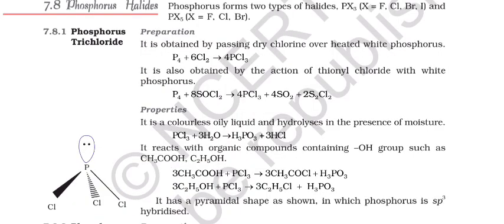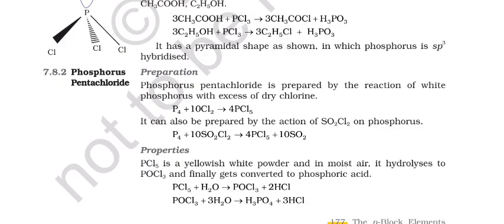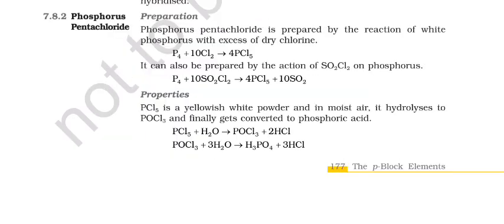Phosphorus halides. Phosphorus forms two types of halides, PX3 and PX5. Phosphorus trichloride preparation. It is obtained by passing dry chlorine over heated white phosphorus. It is also obtained by the action of thionyl chloride with white phosphorus. Properties: it is a colorless, oily liquid and hydrolyzes in the presence of moisture. It reacts with organic compounds containing OH groups such as CH3COOH, C2H5OH. It has a pyramidal shape in which phosphorus is sp3 hybridized.